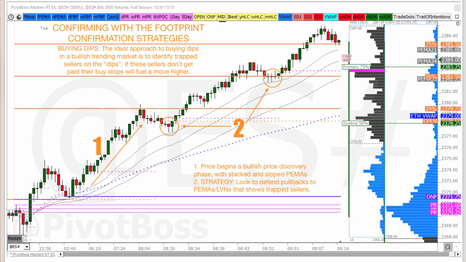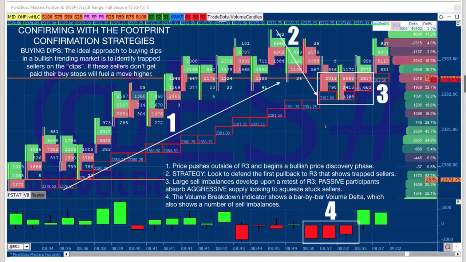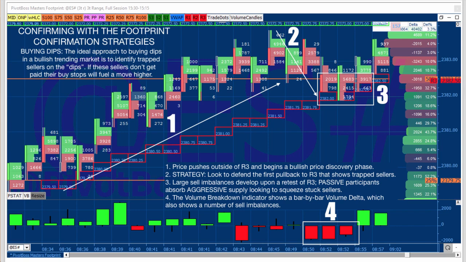So once you have the strategy of defending pullbacks at the PIMAs, the LVNs, perhaps R3, then you go into the footprint chart and see, can we find trapped participants? So let's go down into the footprint chart. This is what it looked like. When we dropped into the footprint chart, this is on the second rotation. The first rotation happened after the open, and then we saw this big squeeze up. So this is the second rotation.